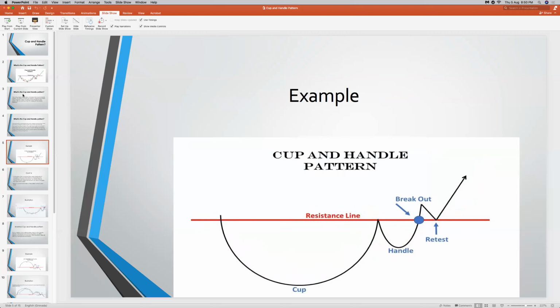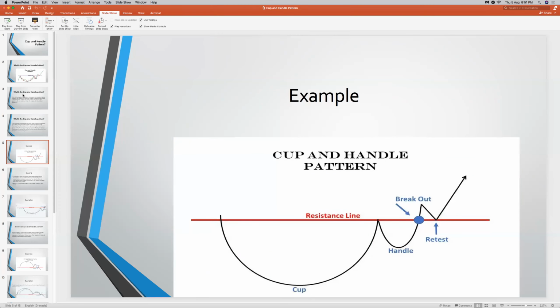So again, this is a shape. That's why it's called a cup and handle. The cup is not enough for us to make that determination. The handle is what confirms for us that this is actually what is going to happen. So as long as the handle isn't formed, we don't get into that trade for the cup and handle pattern. All right, so again, this is just an illustration. So we can see the pattern here.